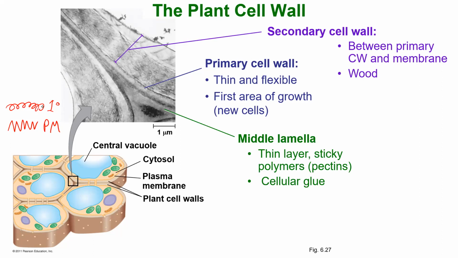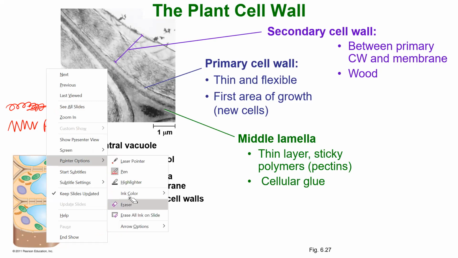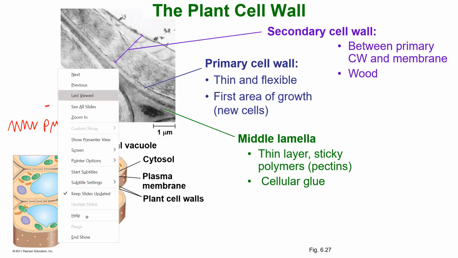So here I go with some erasing. I'm going to erase this here. No, I can't erase it. Why can't I erase it? Maybe I need to find the right tool. Wonderful. Pointer options and eraser. There we go. So what happens is, okay, now I've got to change my pointer tool back to a pen.